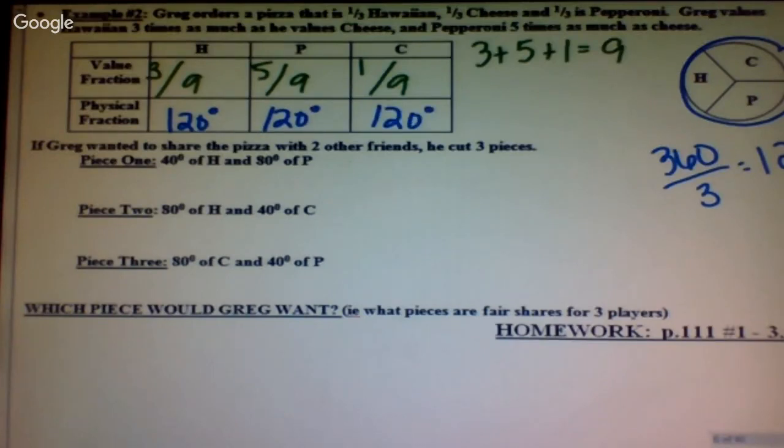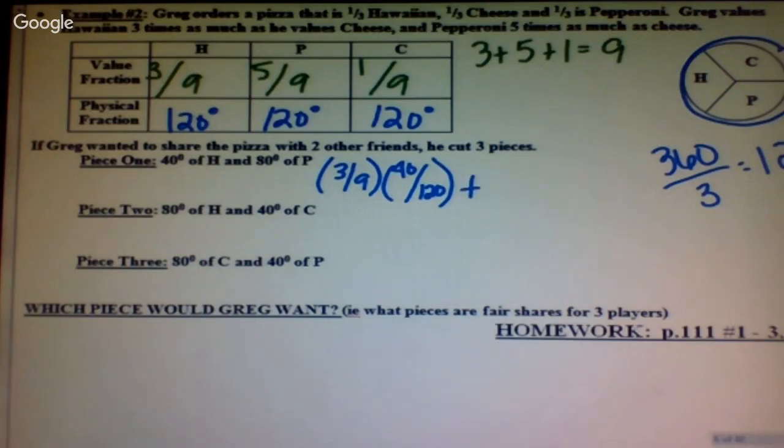All right. We're going to figure out these pieces according to Greg. Piece 1 is 40 degrees Hawaiian. How do I write that? Start with the value fraction, then the physical fraction. So for Hawaiian, the value fraction is 3/9. Can we just put 1/3? You can, yes. Times 3/9 times how much? I'm giving you 40 degrees out of the 120 that's available.